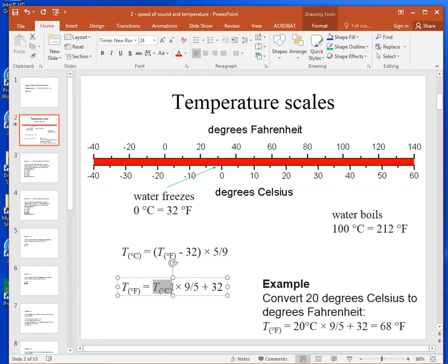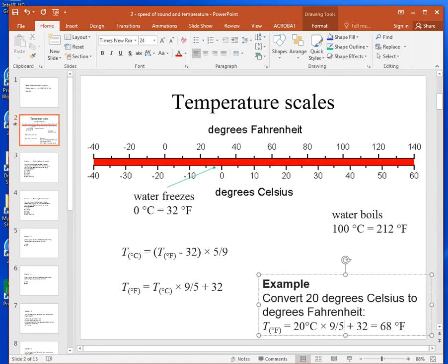So for example, if the temperature was 0 Celsius, multiply by 9/5, 0 times 9/5 is 0, add 32. That's exactly what this says here. That 0 Celsius is the same thing as 32 Fahrenheit. So hopefully this is helping you to figure out how to convert things. Here's an example down here. If you want to convert, say, 20 degrees Celsius, multiply by 9/5, add 32.